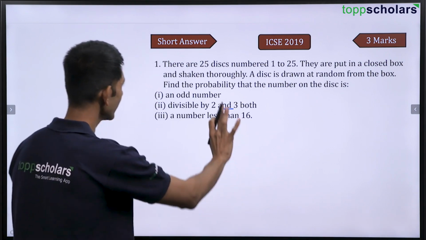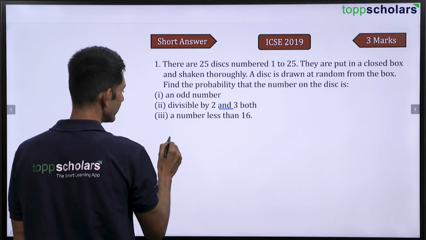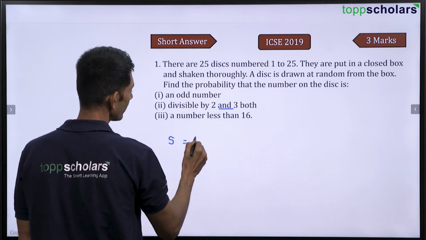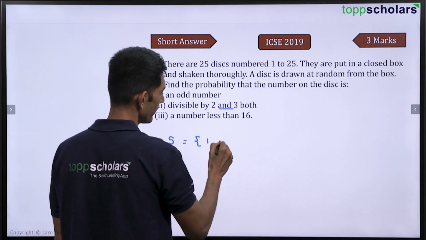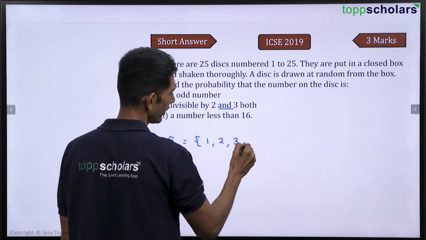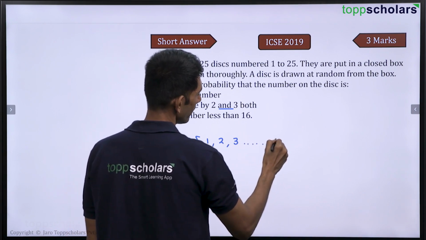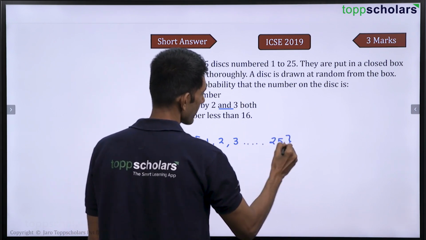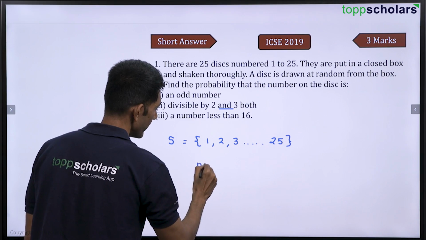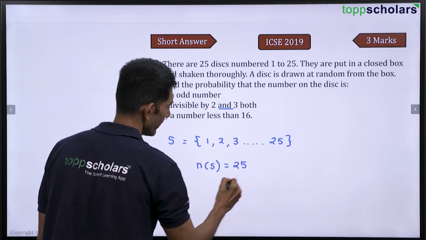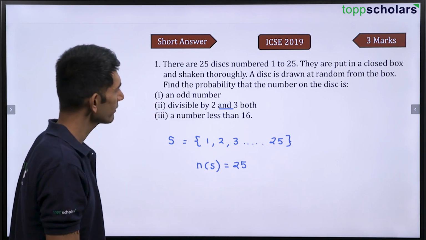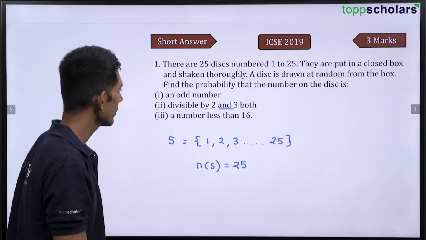Okay, so firstly, see, let us try to analyze the sample space. If I talk about the sample space, the numbers are starting from 1. So we have 1, 2, 3, all the way up to 25, correct? So can I say the number of elements in the sample space is 25? I hope this part is clear to all of you. So the number of elements is 25.